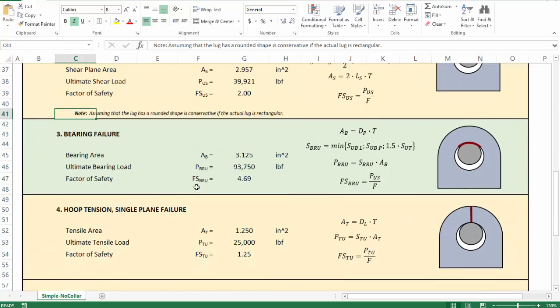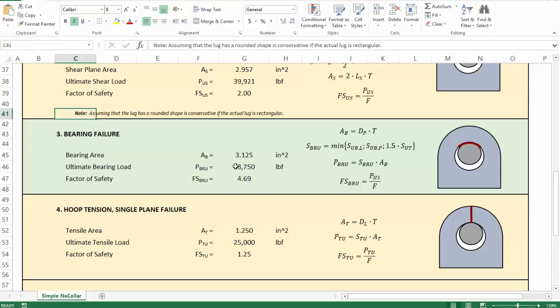Moving on, the third common failure mode for lifting lugs is bearing failure, from the interaction between the lifting lug and the pin in this red area right here. So here you have a simple bearing area that you're looking at, the diameter of the pin times the thickness.